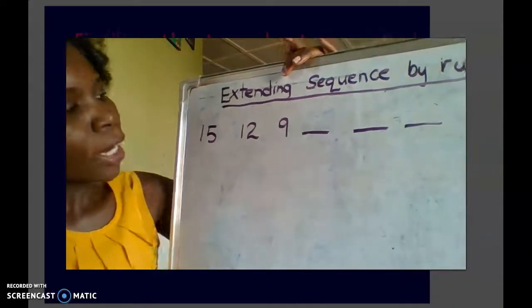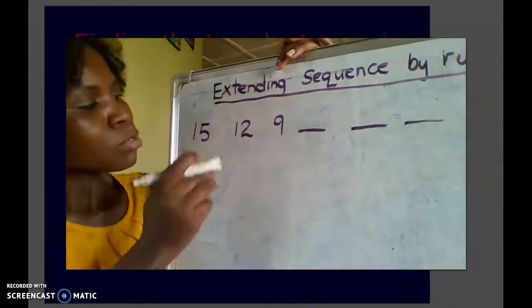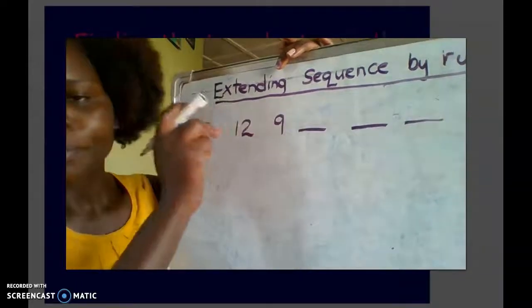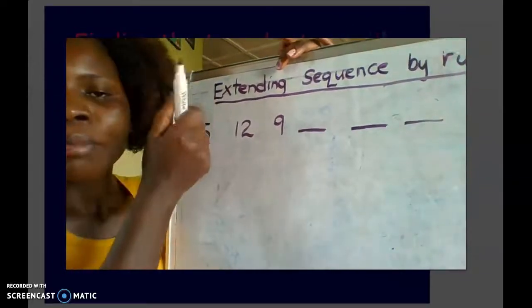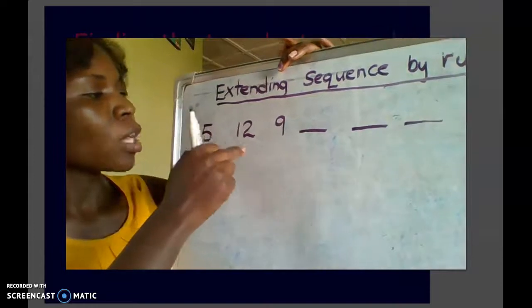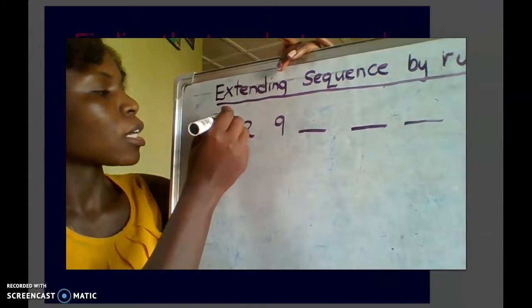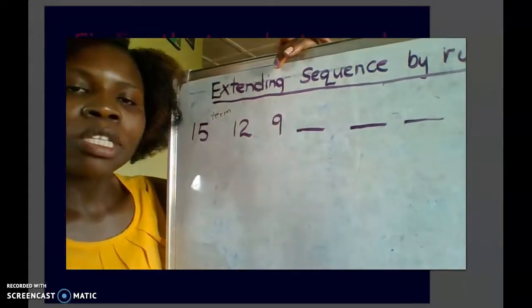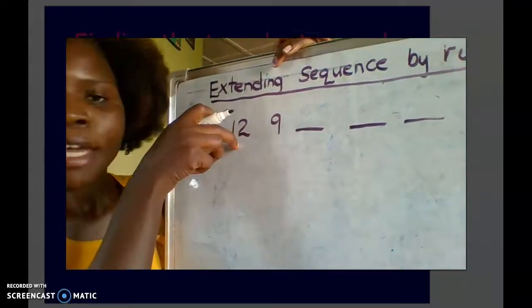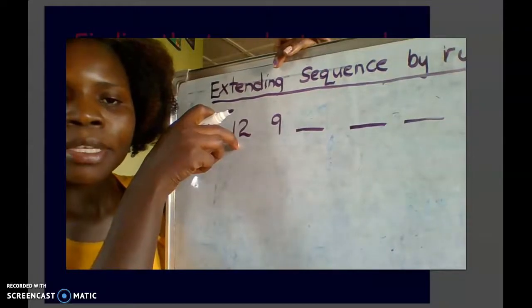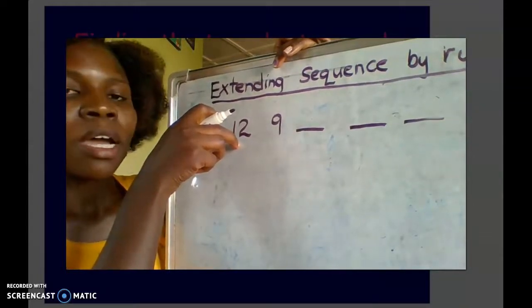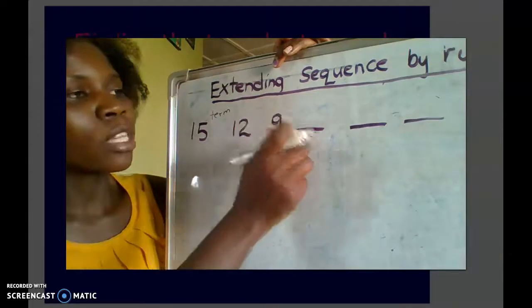Good, we are back again. I have another example. It starts with 15, 12, 9. From our reminder, we remind ourselves that 15, 12, and 9 are what we call the terms. And then our next question is, are there gaps? And in those gaps, how much are the gaps? So we want to find the term rule.